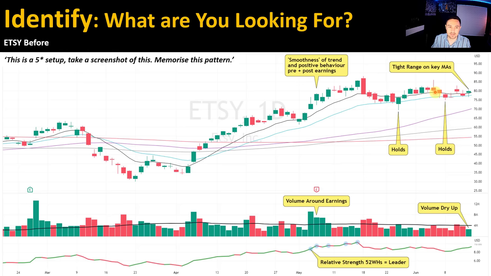Etsy, this is a five-star setup. Take a screenshot of this, memorize this pattern. So the stock makes a big move and then it pulls down, finds support around the 21. See how it pulls down, higher lows, tight, tight, tight. There's that little Darvas box building again. Look how it's a tight bar, nearly an inside bar, sitting on the 10 and 21. Look how the volume dries up.